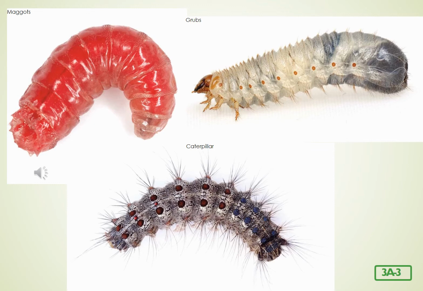Larvae feed and grow as quickly as they can. They also molt or shed their hard exoskeletons many times as they grow because the exoskeletons don't grow with them. In this way, insect larvae grow larger each time they molt until they are ready to change into adult insects.